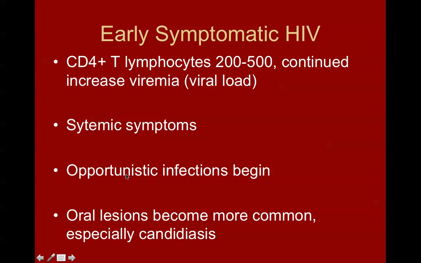And this right here is kind of a hallmark of HIV starting to turn into AIDS or full-blown AIDS. Opportunistic infections start to begin. Why are they beginning? Because your T cells are dropping, and these are your fighter cells and your immune system cells. So as those drop, virus goes up. Opportunistic infections now have that opportunity to start to manifest themselves. And the oral lesions become more common, especially candidiasis.